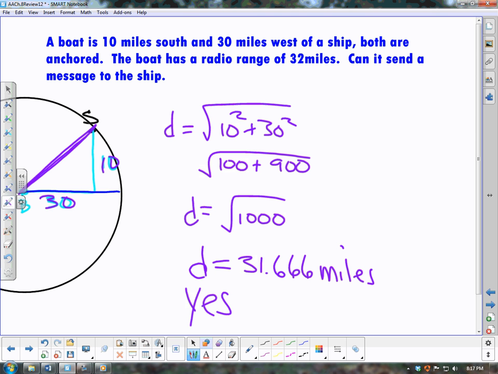And then you would have to write some really cool thing after that. Yes, they can send a message because they are only 31.6 miles away from the boat. The ship is. Something like that.